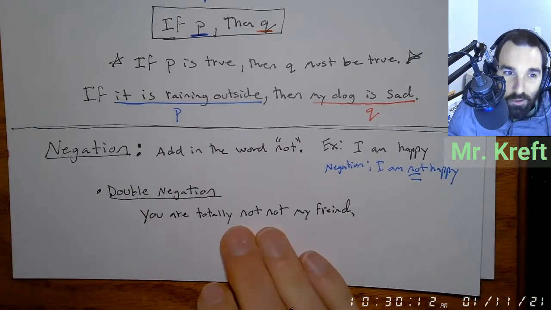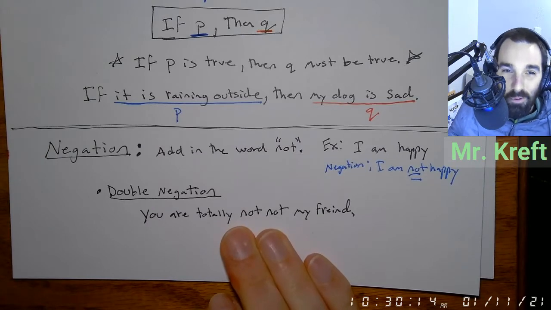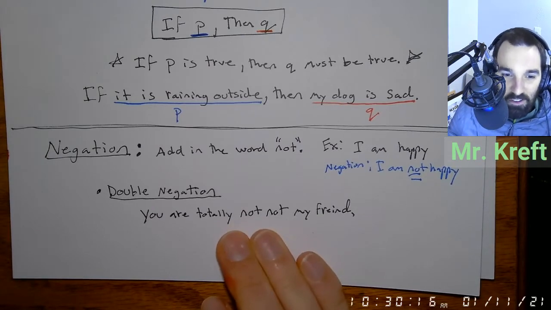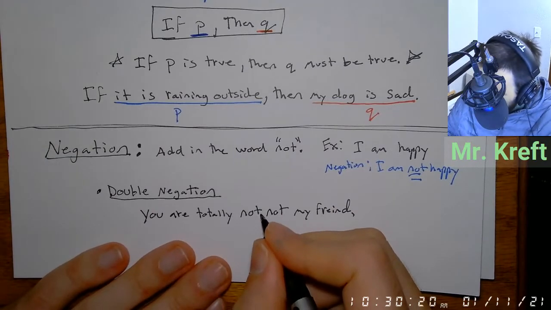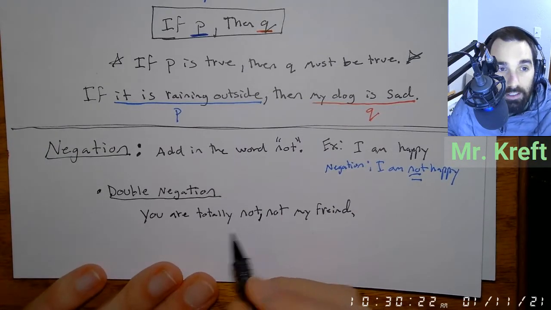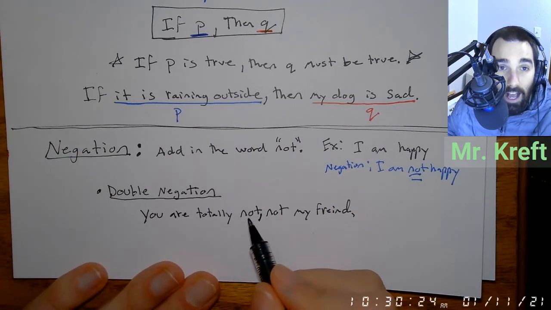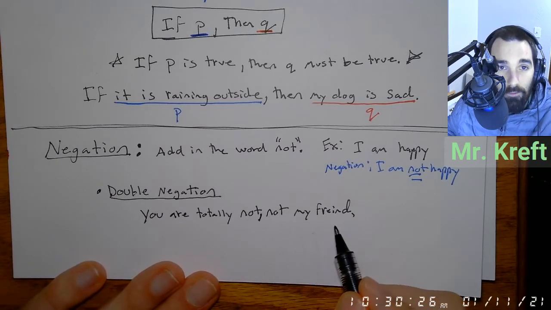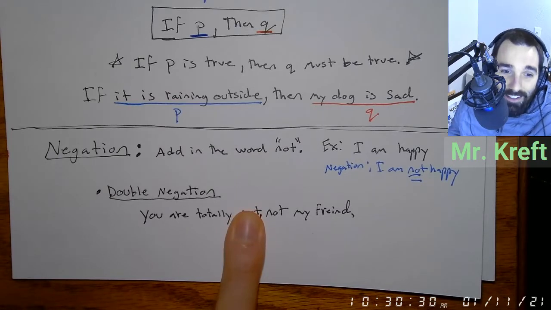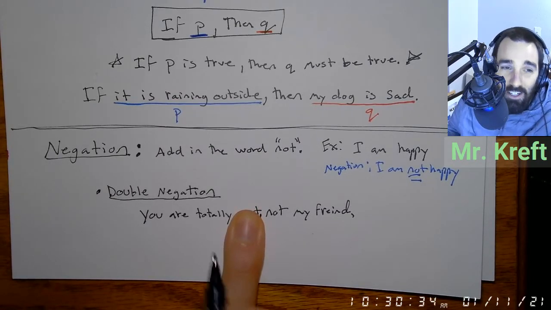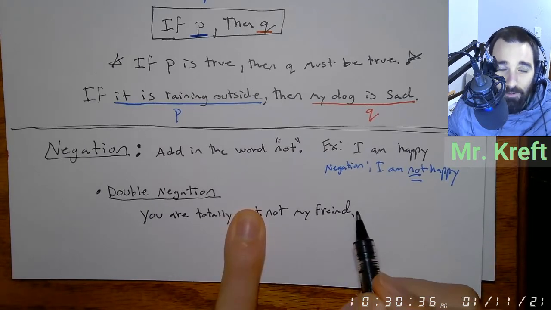Okay, and I'm just going to warn you, don't talk to your friends like this, because people don't like to talk in double negation. Okay, so it might help here if I put a comma right here. So let's read this with the comma. You are totally not, not my friend. Now, if I just did this and I said, you are totally not my friend, then yeah, you would feel pretty sad. You'd be like, oh, crap, I thought we had something. Okay, so you are totally not my friend.